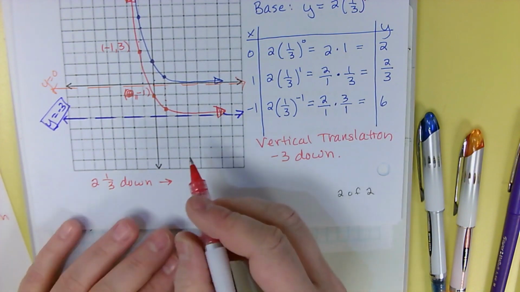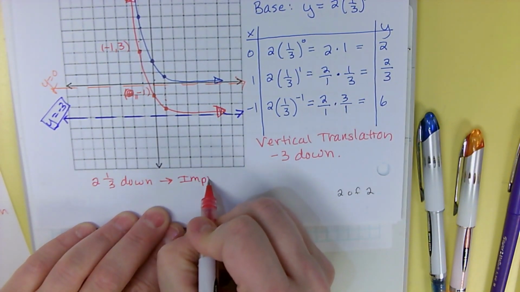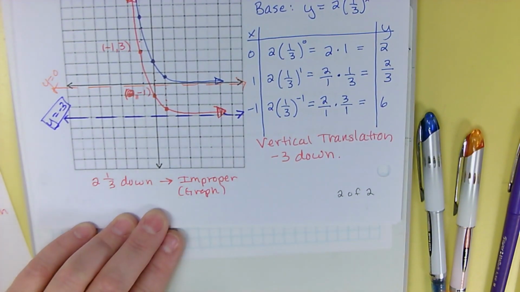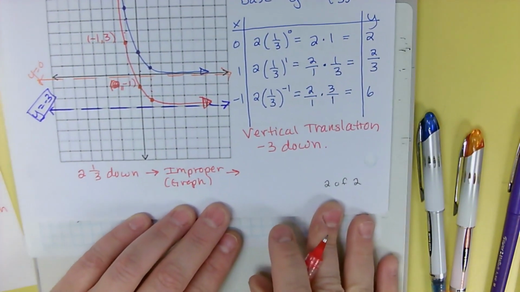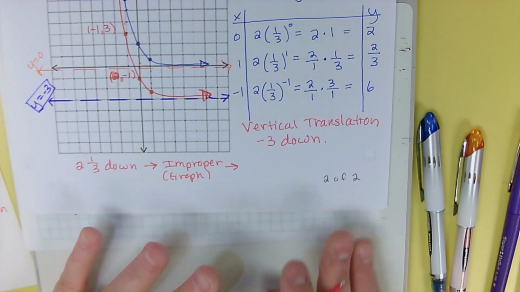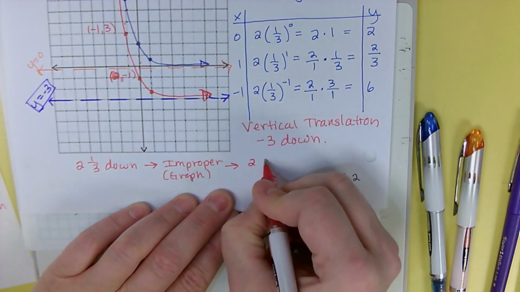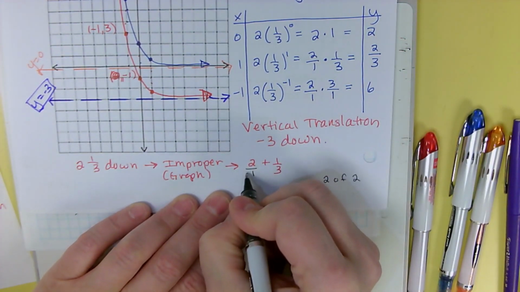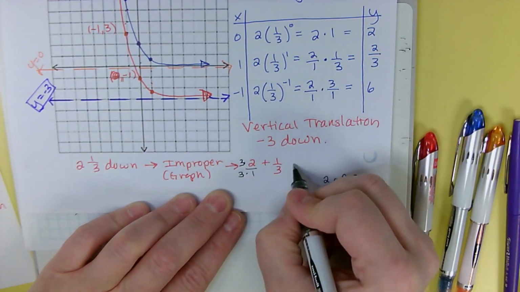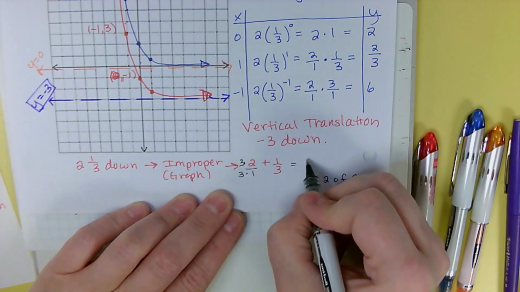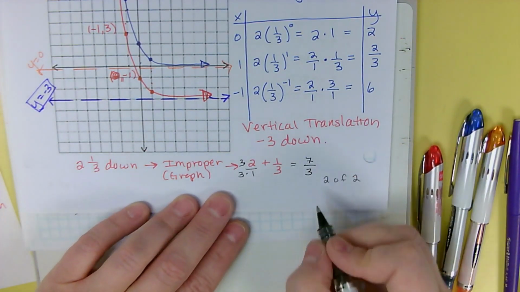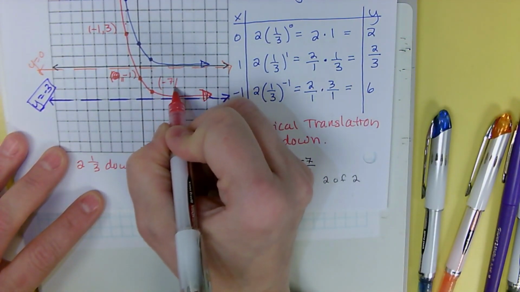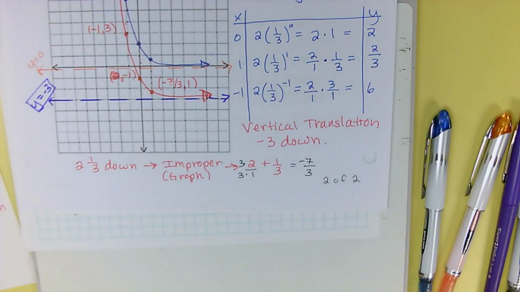But we can't use that on the graph. We need to do improper on the graph. So we got to switch it to a mixed number. And the non-formula way to do it is to add 2 plus a third, which means you multiply the 2 by 3 over 3, which gives you 6 plus 1, 7/3. So this point is negative 7/3, comma 1.